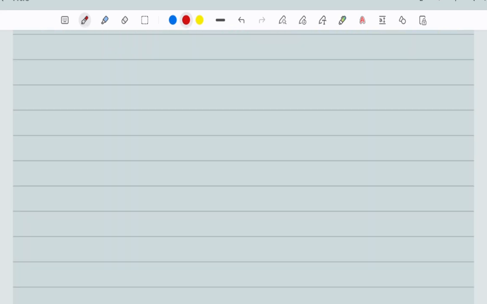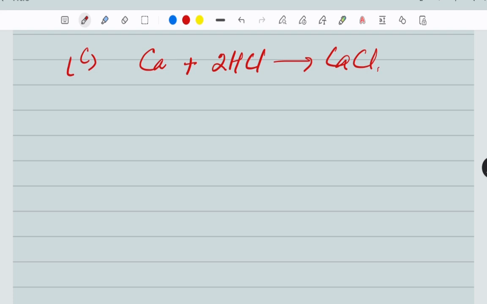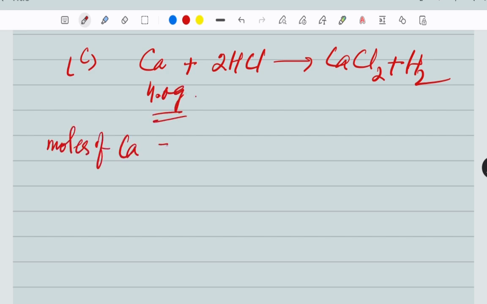Now C part has the equation Ca plus 2HCl gives CaCl2 plus H2. So now 4.0 gram of calcium is given to us. Moles of calcium is 4.0 divided by 40. Answer will be 0.1 mole.